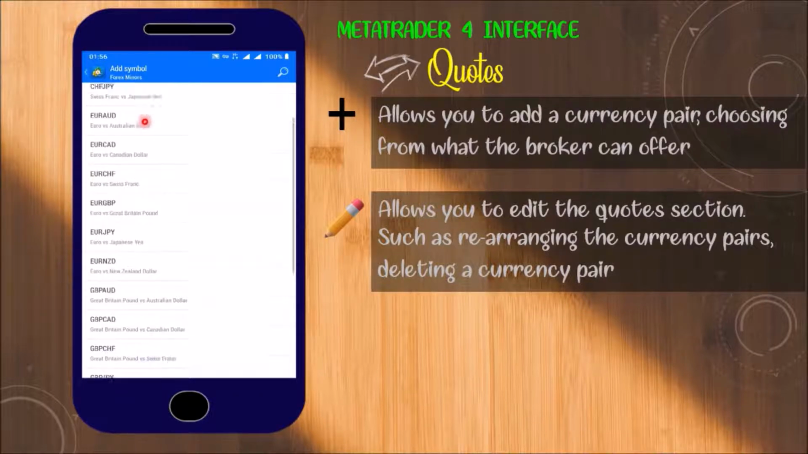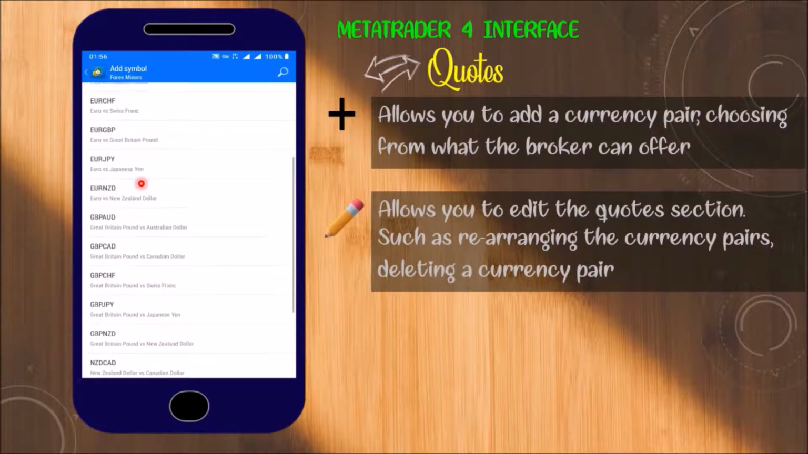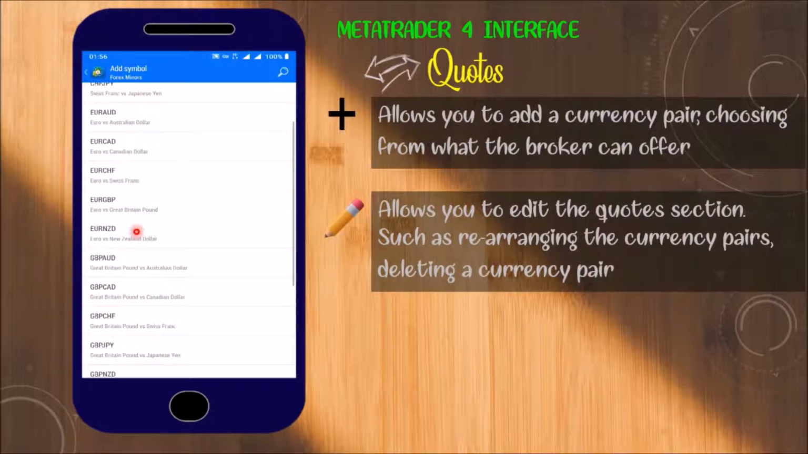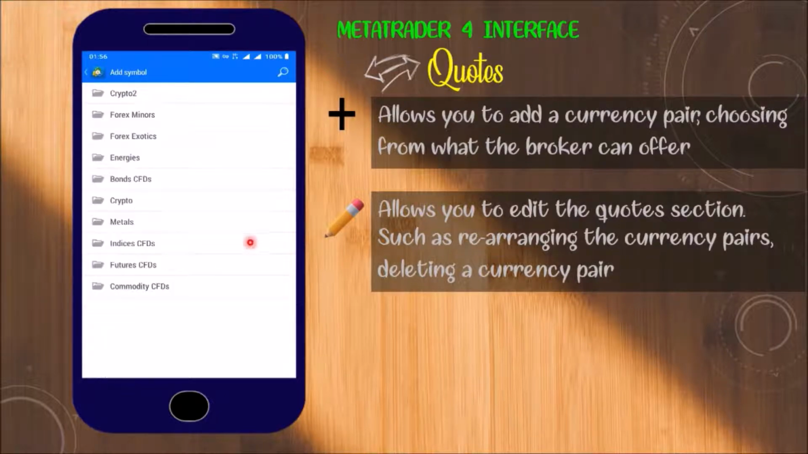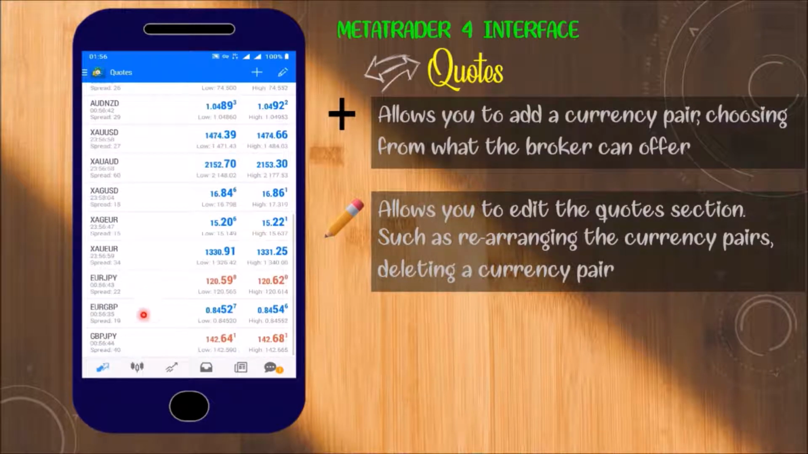And selecting one currency pair, for example, when I select the Euro JPY, what happens? It goes away, and every currency pair I select goes away. Why is it like that? Because every time you select a pair, it is directly added to your quotes section here. So you can see when I scroll from up to down, I'll find that my currency pairs have been added.